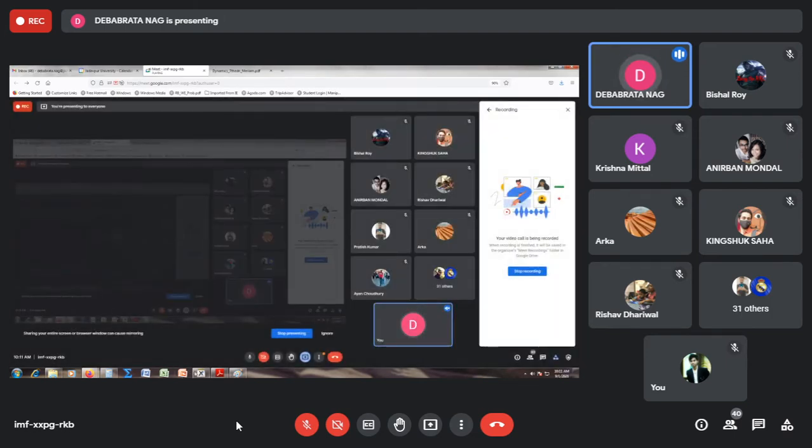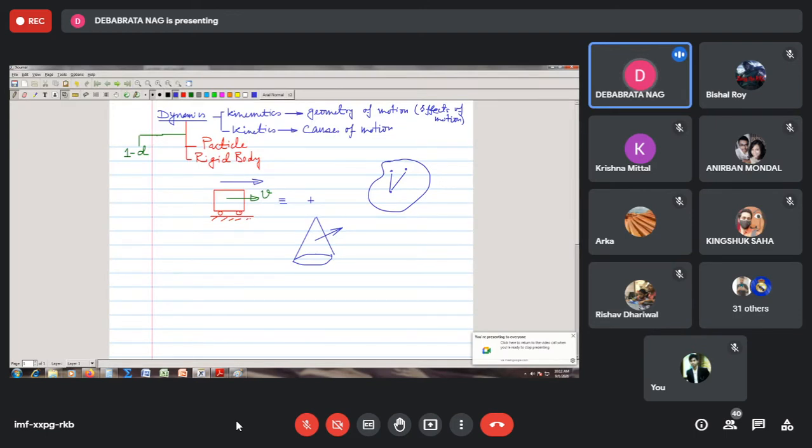Now in our second type, we have what is termed two-dimensional motion. In case of this two-dimensional motion, it is obvious that only one direction is not sufficient.